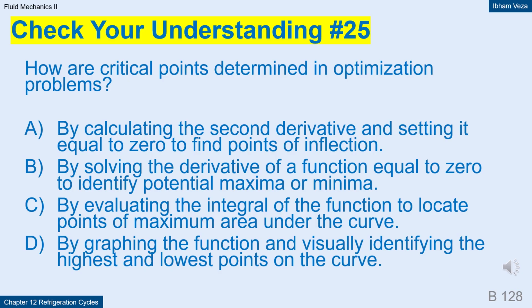Correct answer, B. By solving the derivative of a function equal to 0 to identify potential maxima or minima. Explanation of incorrect options. Option A. The second derivative test is used to determine the nature of critical points, maxima, minima, or points of inflection, but not to find the critical points themselves. Option C. Integrals calculate the area under a curve and are unrelated to locating critical points for maxima or minima. Option D. Graphing provides a visual approximation but is not a precise analytical method for determining critical points.